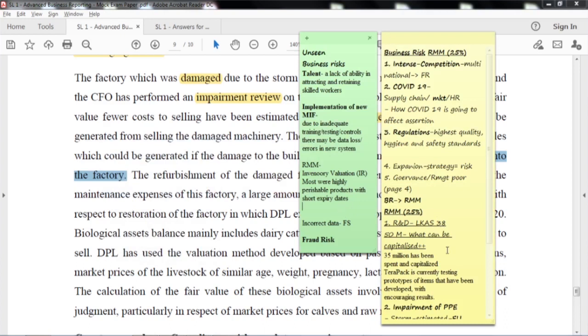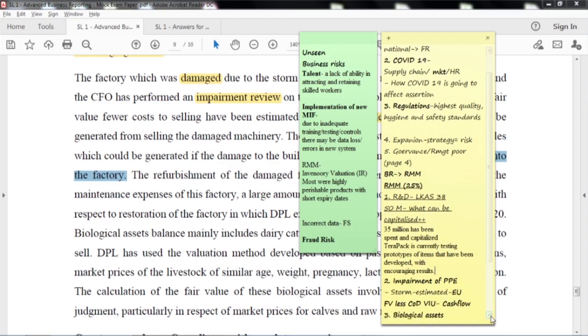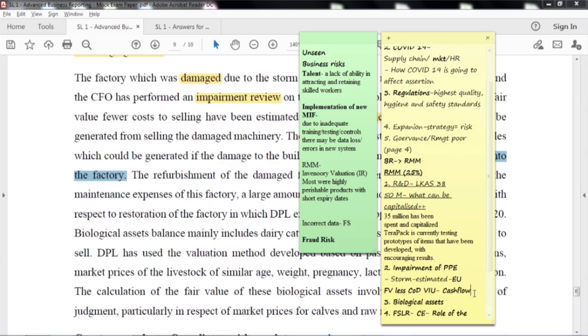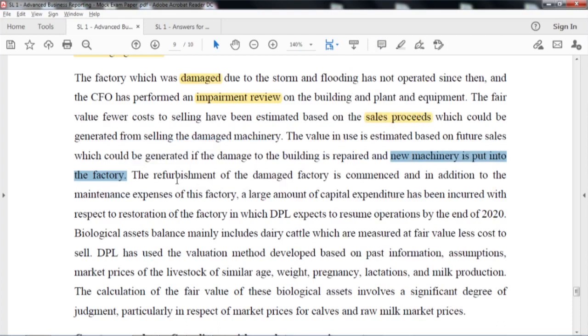That is where we talk about this damage, impairment of PPE. Now, here we have written that storm, estimated fair value less cost, cash flow, which I discussed. Now, this is coming from the unseen. So, I put the plus mark and add this, right. New machinery is put in, that is not acceptable. The other issue is refurbishment capitalization actually. Now, see, the refurbishment has commenced, right, and in addition to the maintenance, a large amount of capital expenditure is being incurred with respect to restoration of the factory.